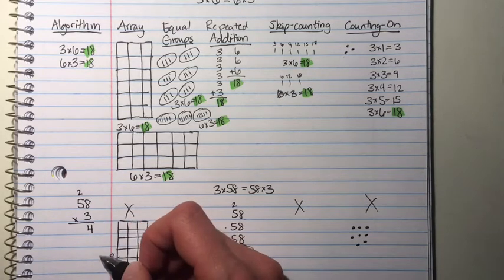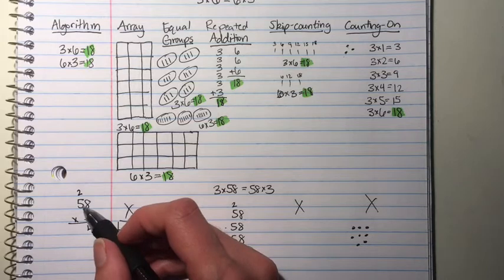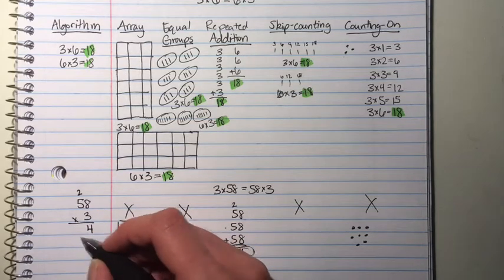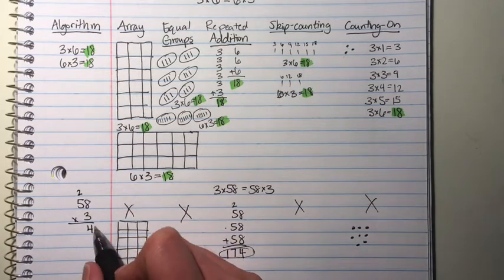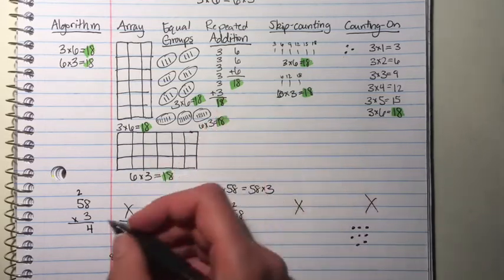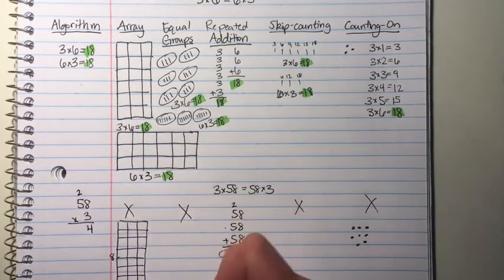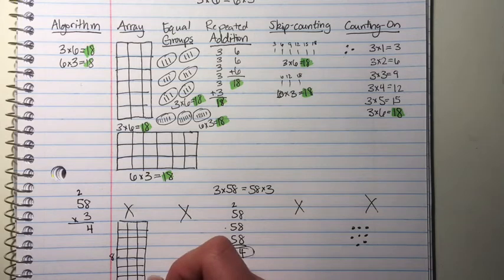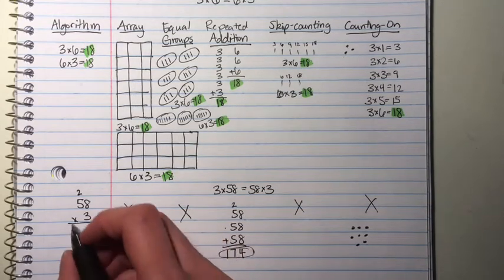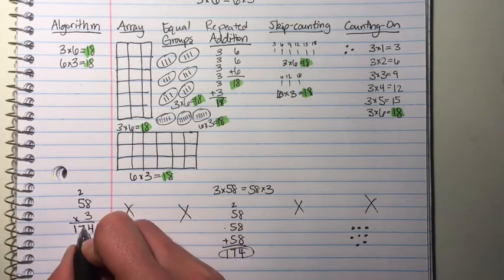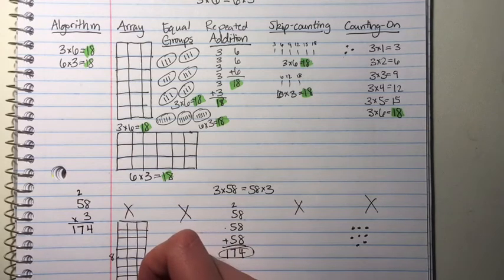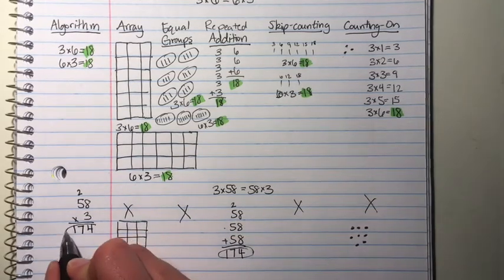5 times 3 is 15. So I know that in my tens place, I'm going to have a 15, which really is 150 because it's in the tens place. But now I need to add that 20 back in there. So 150 plus 20 would be 170. So it's 174. And so you see, I get the same answer.